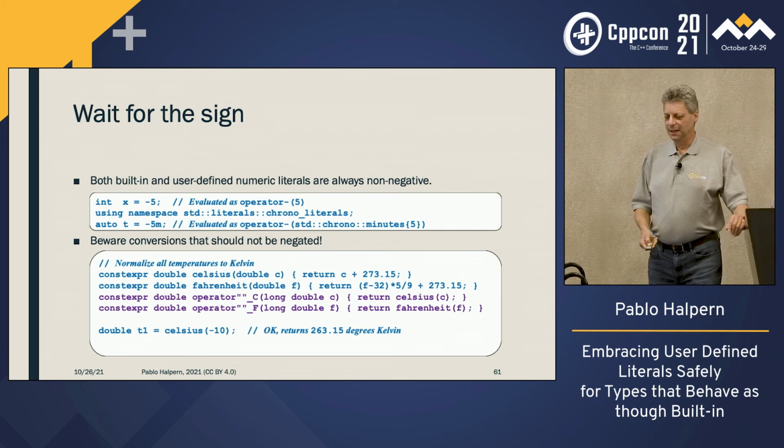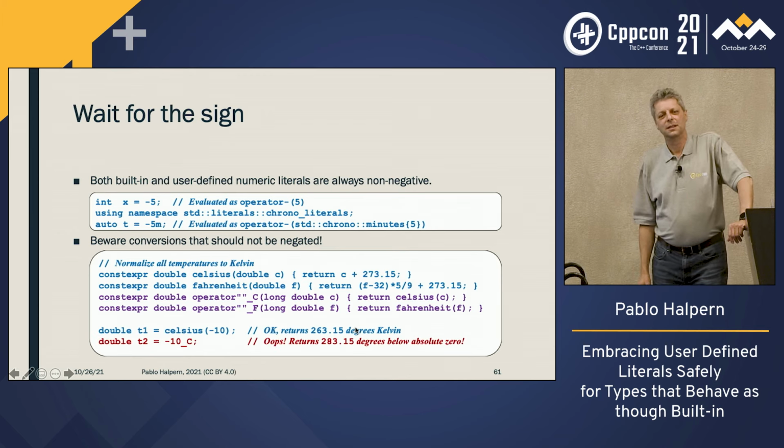Here we're converting everything into Kelvin and Celsius. If we call our Celsius function, it converts -10 here to Kelvin, which is good. That gives us the proper Kelvin number. But if we write -10C, we convert 10C into Kelvin, and then we negate it, getting something that's below absolute 0.